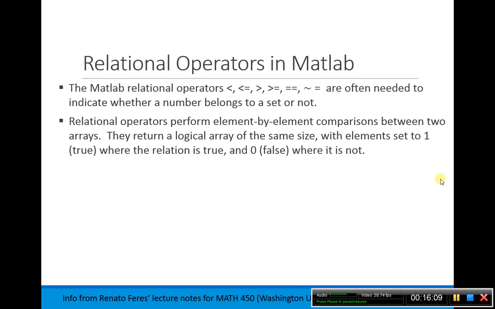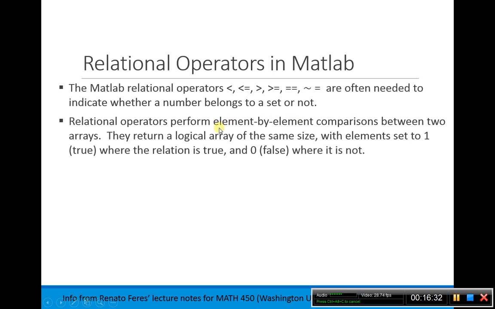Okay, so relational operators in MATLAB are quite helpful. Some of the relational operators are less than or equal to, greater than or equal to, this stands for equal to, and this stands for not equal to. And these just really help figure out where you are in a set. So you can perform element by element comparisons.